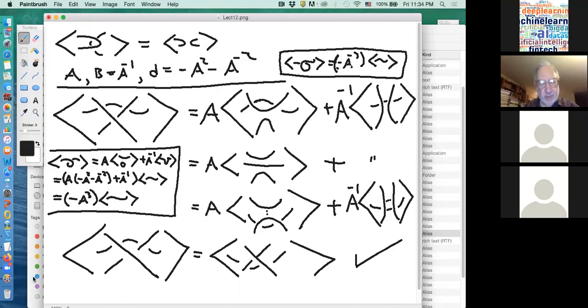And as a result, we can normalize out the behavior under the first Reidemeister move by multiplying by an appropriate power of minus A cubed. And I'll get to that next time because we're out of time. But once we do that, a little bit of normalization, we end up with something which is invariant under all three Reidemeister moves and can be used to do a lot of knot theory.